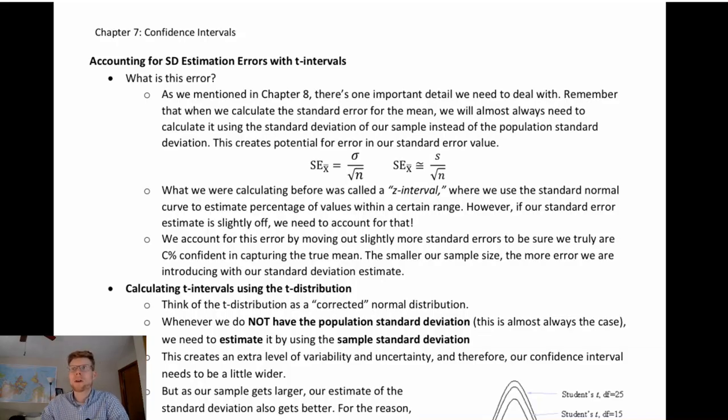So as a reminder, the issue and the assumption that we just kind of waved our hand at earlier, I don't know why this says chapter 8. This must be old. I think this should say chapter 6.